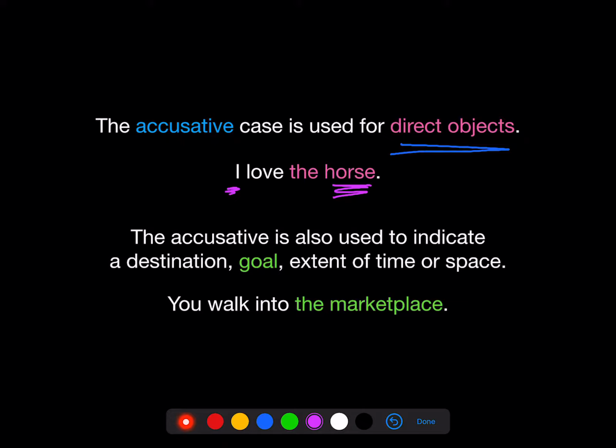Another thing that often happens with the accusative is that it's used to indicate a destination, a goal, an extent of time or space. So in this example, you walk into the marketplace, marketplace would go into the accusative in this sentence. But most important for now is direct object and some prepositions, as we'll see, that indicate a destination or goal.